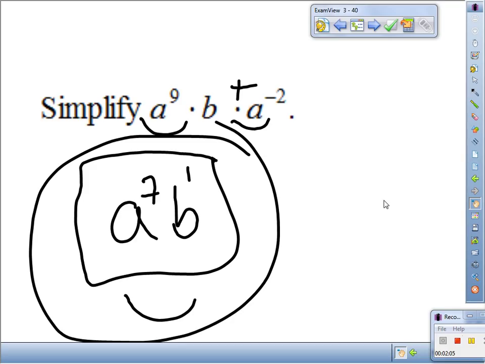Looks like a superhero, huh? An exponential expression superhero. You guys don't see it? No?